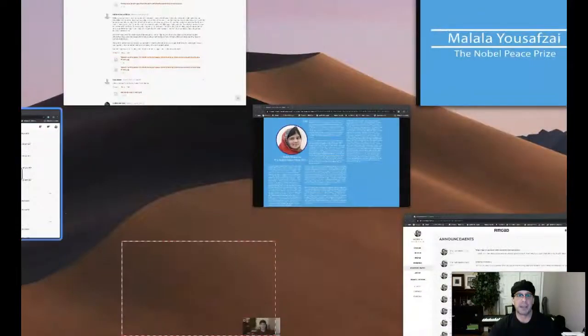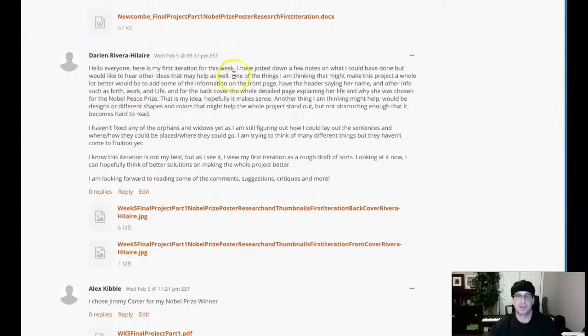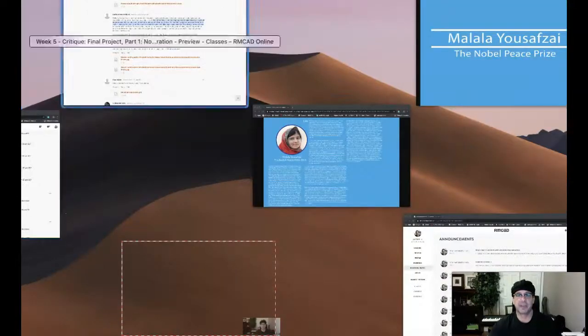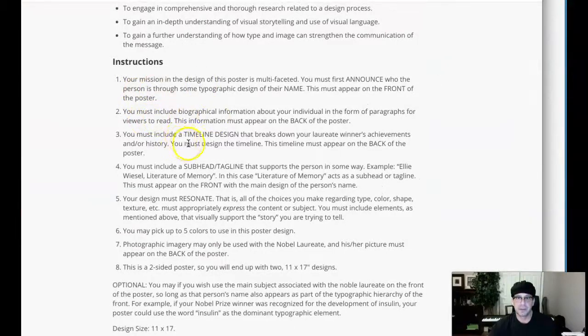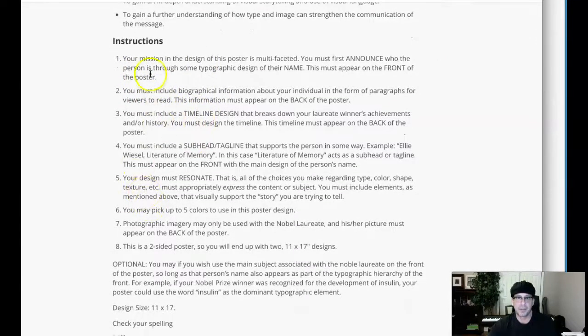Okay. One other thing that you said is you're trying to incorporate some other things into the front of the poster. And that's not a good idea because that's not following the requirements. The requirements indicate that the front of the poster should include only, let me see, this must appear on the front of the poster. So the only thing you're going to use is who the person is and some sort of a byline or a tagline. And that's all explained in here.